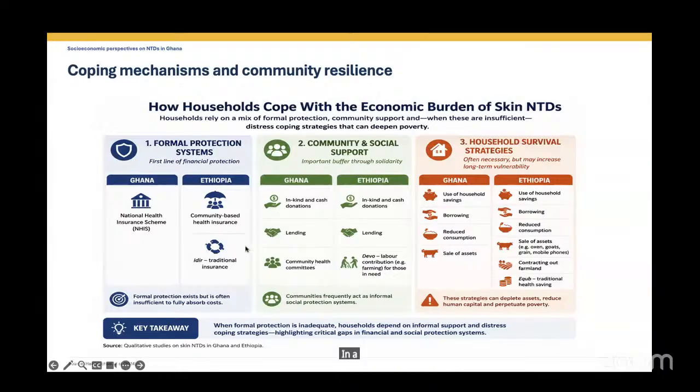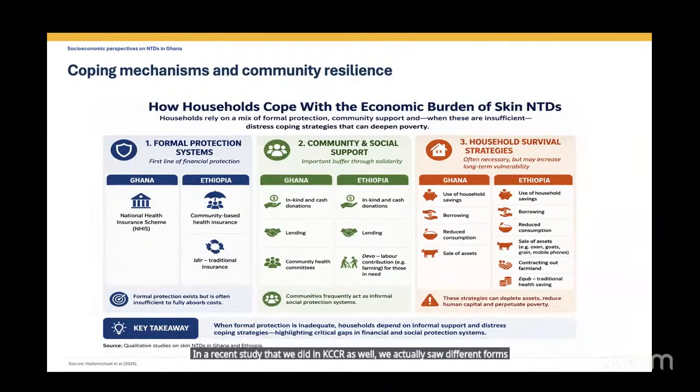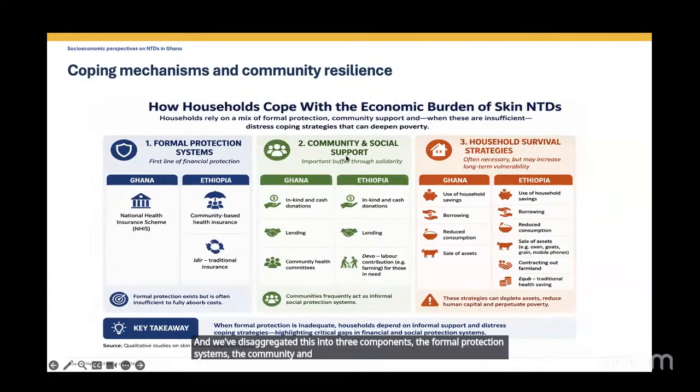In a recent study that we did in Ghana as well, we actually saw different forms of coping mechanisms in the absence of these national social protection strategies. There are obviously other coping strategies that households usually use. And we've disaggregated this into three components: the formal protection systems, the community and social support systems, sometimes they are informal systems, and then the household survival strategies. And we did this study in Ghana and Ethiopia.